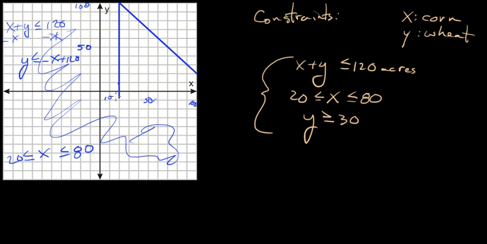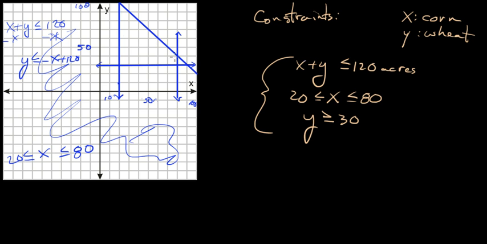And if you guys are a little confused at this point, that's okay. Just bear with me. It'll be okay. And then 80. 80 is right here. So I'm going to draw another vertical line here at 80. Okay. And then y is greater than or equal to 30. So I go up here to 30, and I say y is greater than or equal to 30.